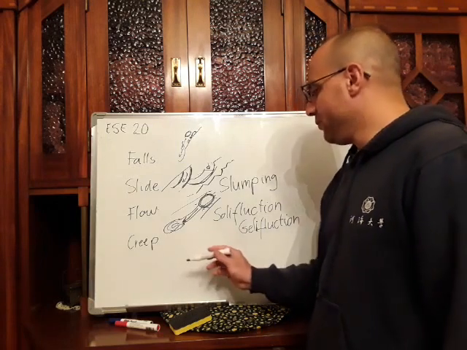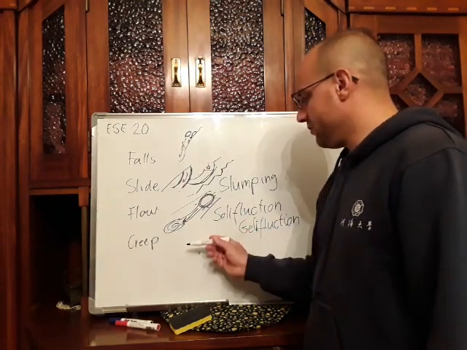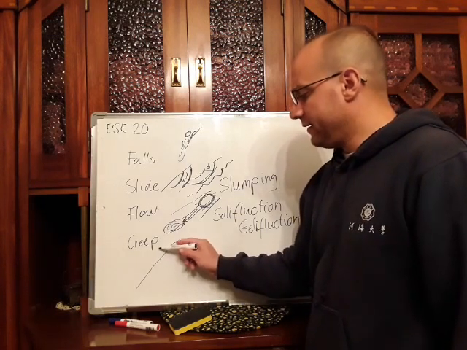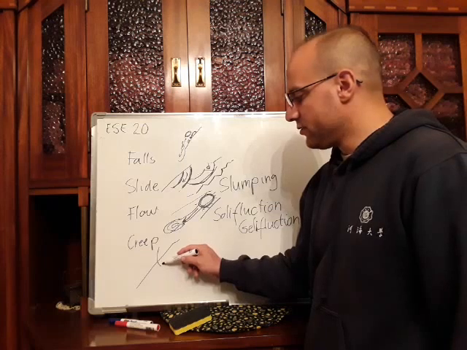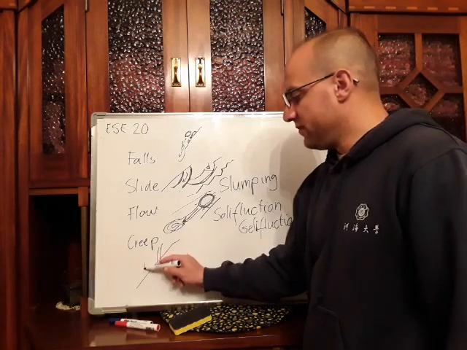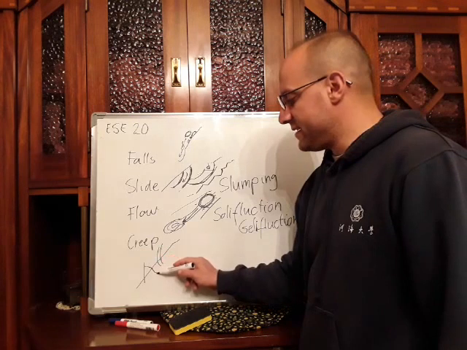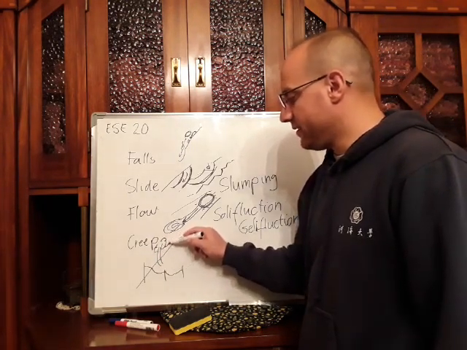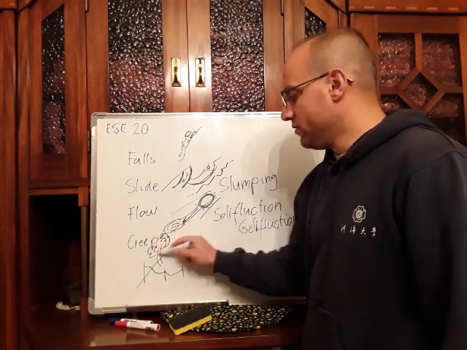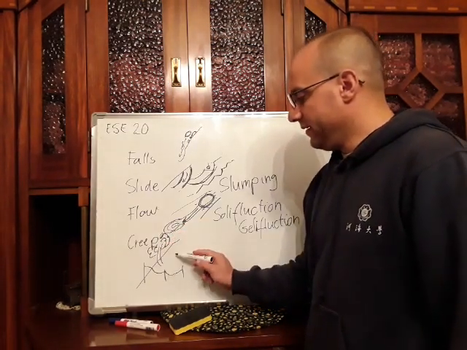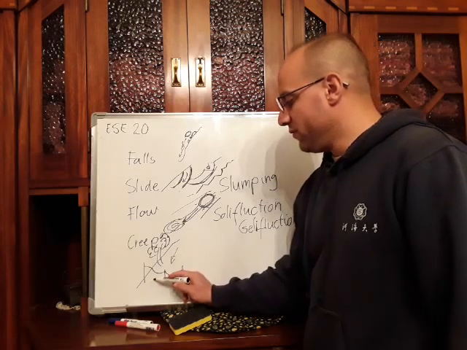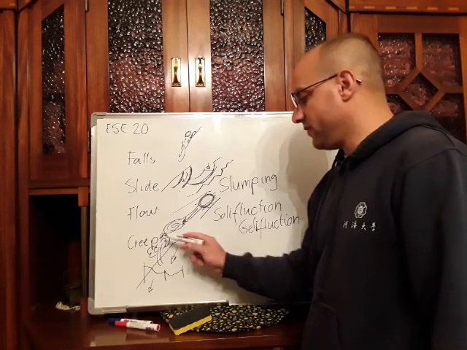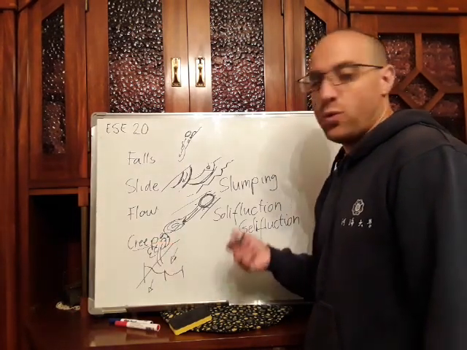And creep will be somewhat similar to solifluction, but it would be very, very slow, and it could only be traced by the moving of fences or trees and their trunks taking new shapes. And this is then again a very slow movement of the land surface. So that is creep or creeping.